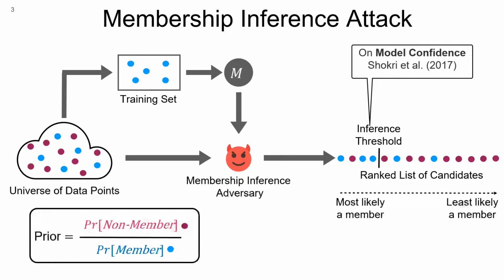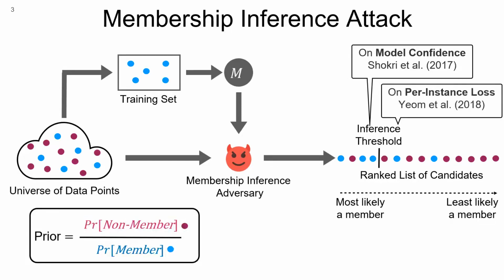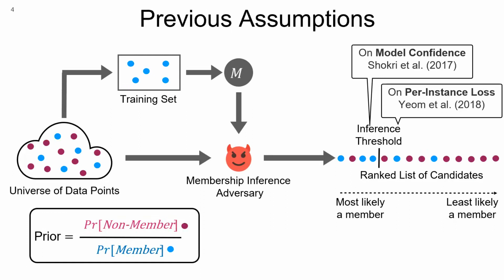The first practical attack was proposed by Shokri et al., where the adversary selects a threshold on the target model's confidence vector. Another attack was proposed by Yeom et al., where the adversary selects a threshold on the per instance loss of the data points. More specifically, the adversary uses the expected training loss of the target model as the inference threshold. However, these works considered some assumptions that are too restrictive for many realistic settings.